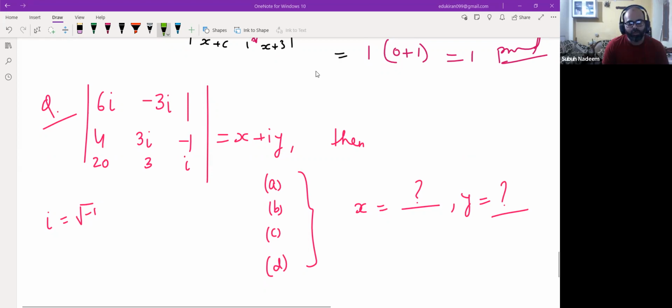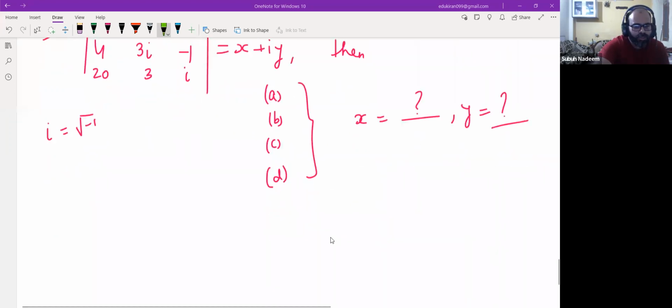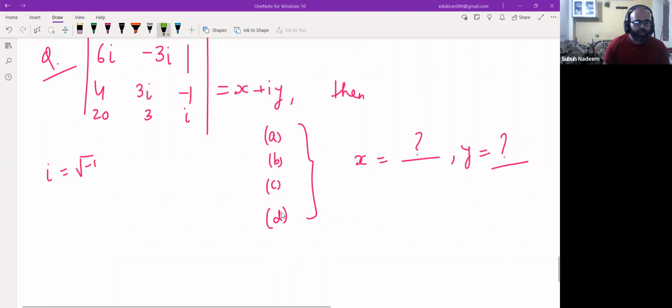So let me do it in short. As most of you got the answer, if you expand it, what will happen? Yeah, Hamza, your answer is correct, so let us not discuss it. All of you have got the correct answer, that is x is 0, y is 0. So when you expand this, you will get 0.